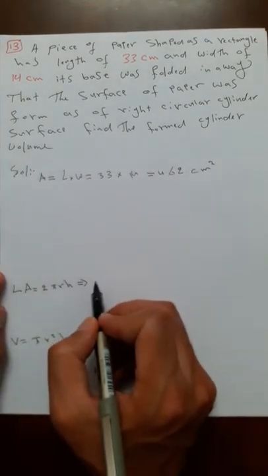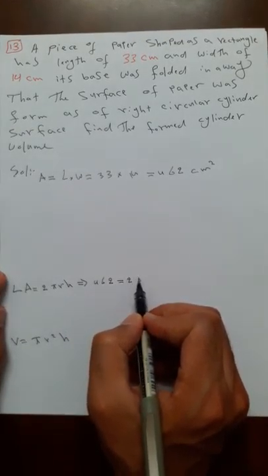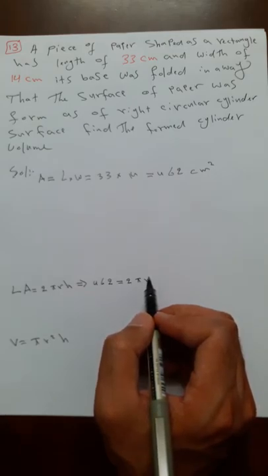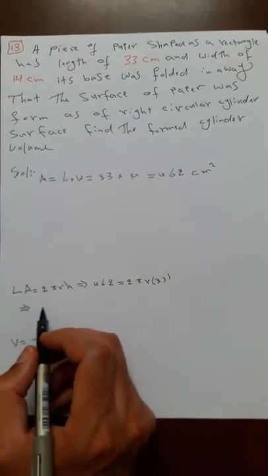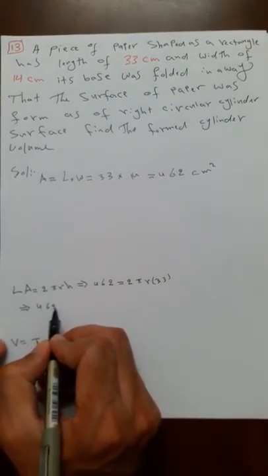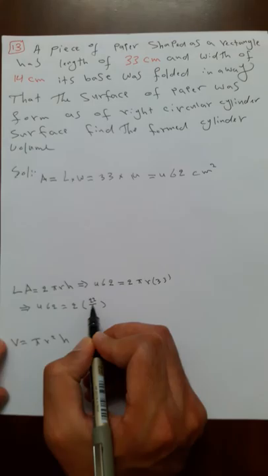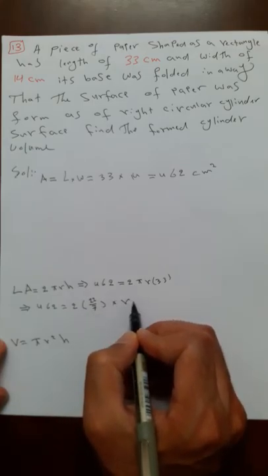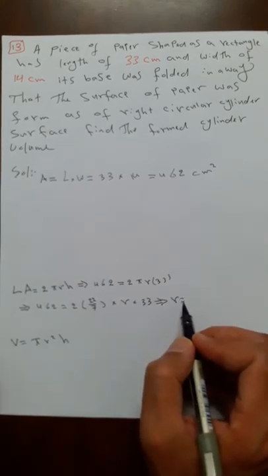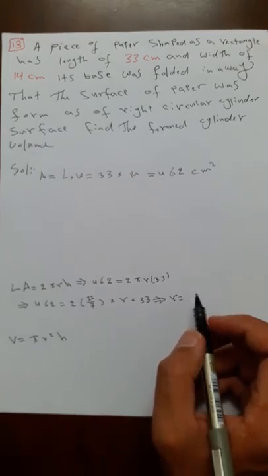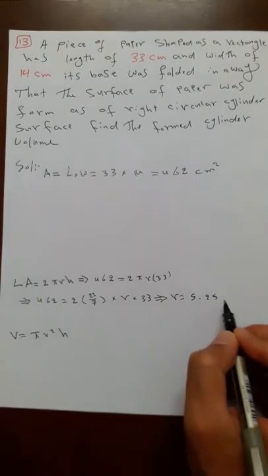Lateral area is 462 equal 2 pi r h, and h is equal to 33. Now, 462 equal 2 multiply pi, which is 22 divided by 7, multiply r multiply 33. And that leads to r is equal to 5.25 centimeter.